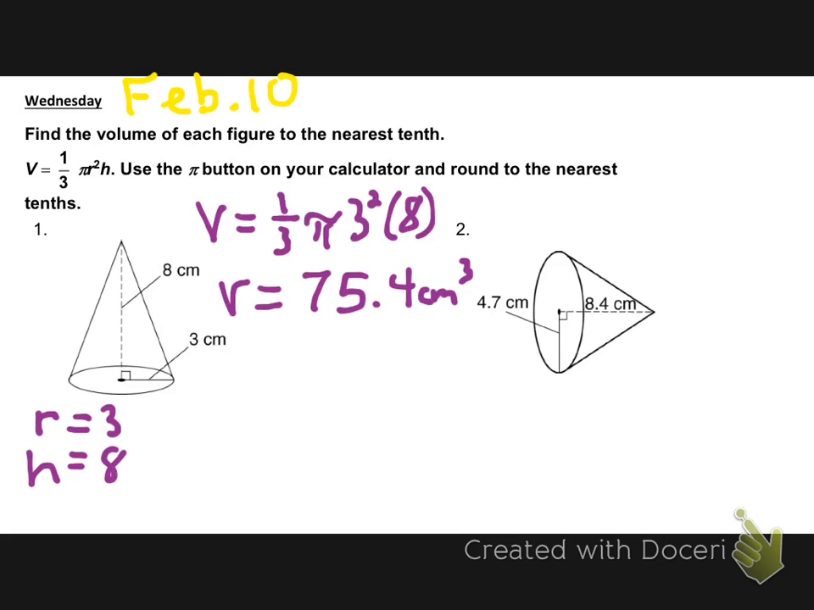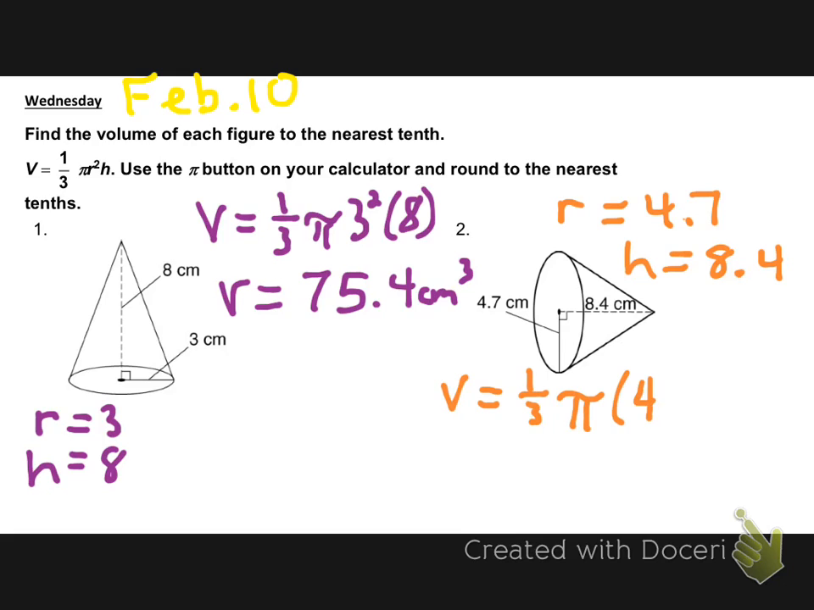On this next one, we've got a radius of 4.7, and we've got a height of 8.4. Don't get confused just because it's on its side. That's still the height of the cone. So to find the volume, again, we're using the same formula, 1/3, which you can either put in your calculator using the ABC, or you could put 1 divide 3, and then times pi, times the radius squared, which is 4.7 squared, times the height, which is 8.4.